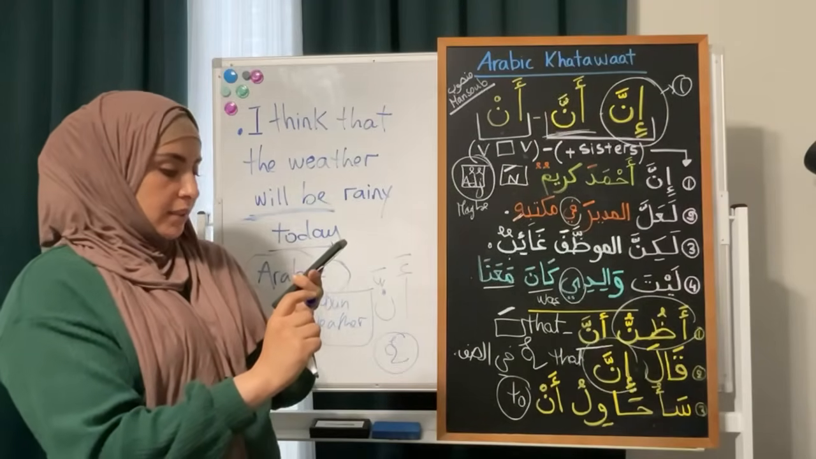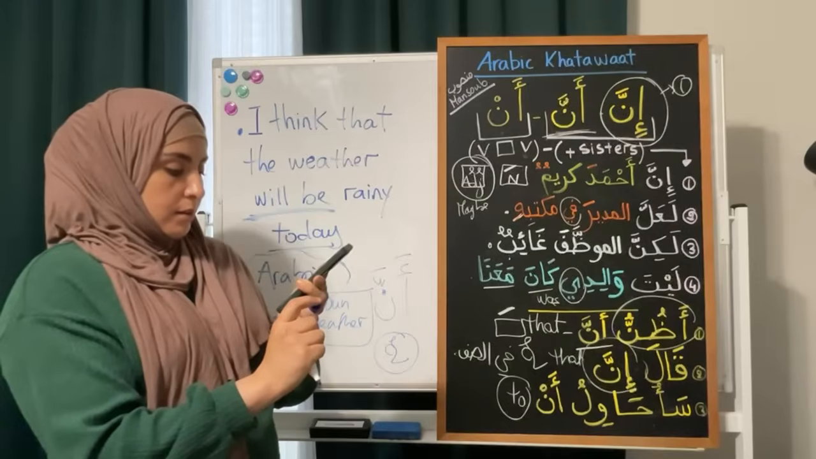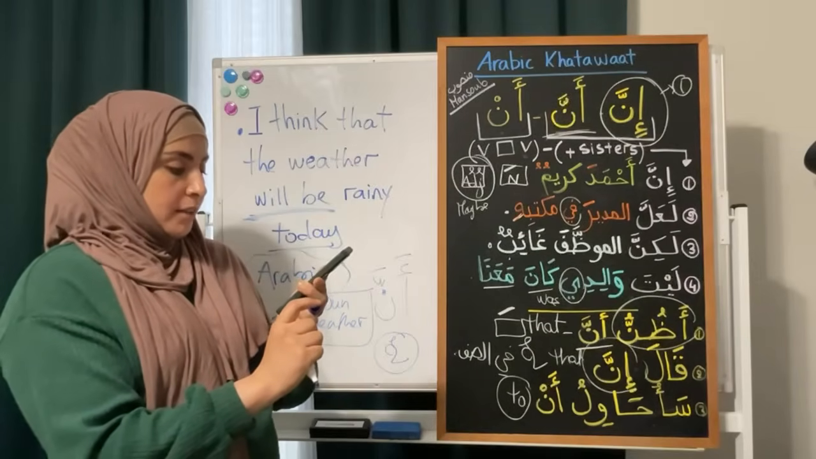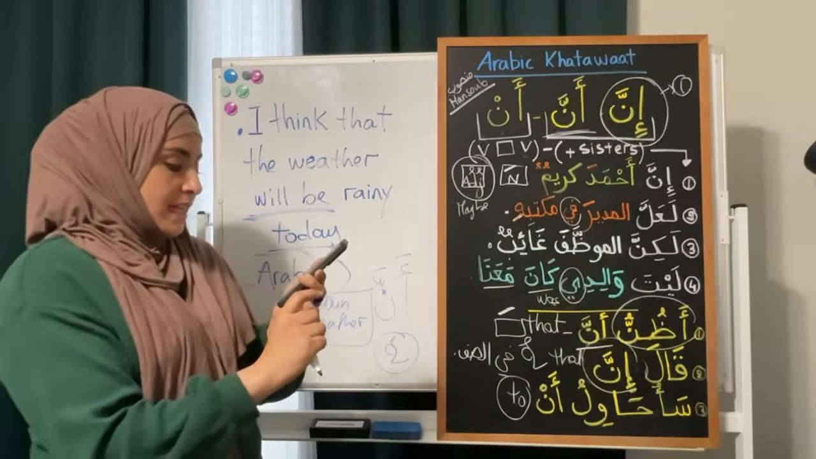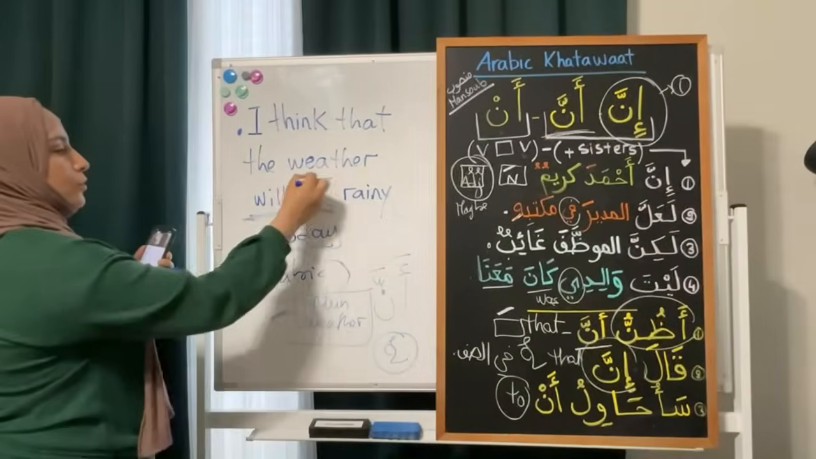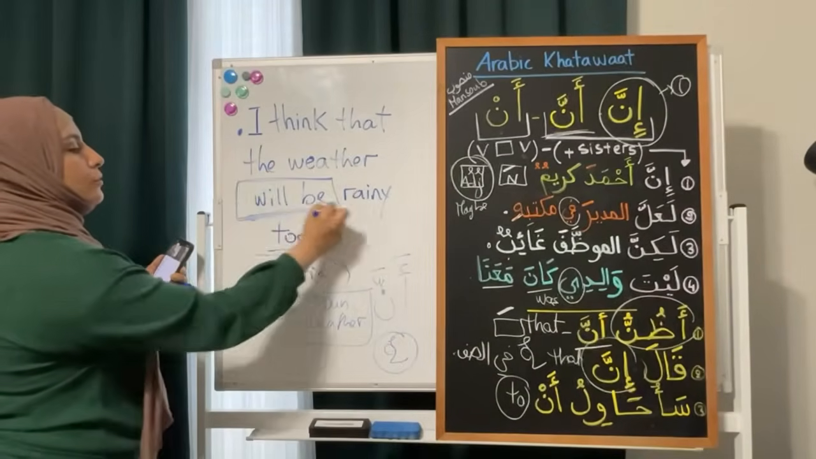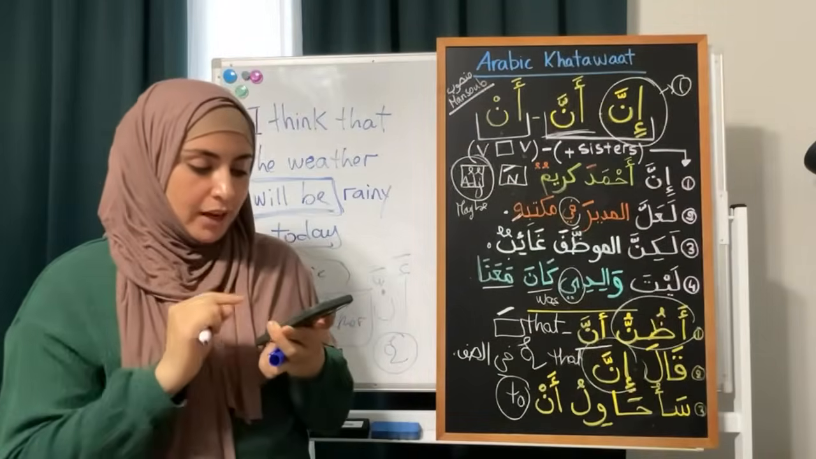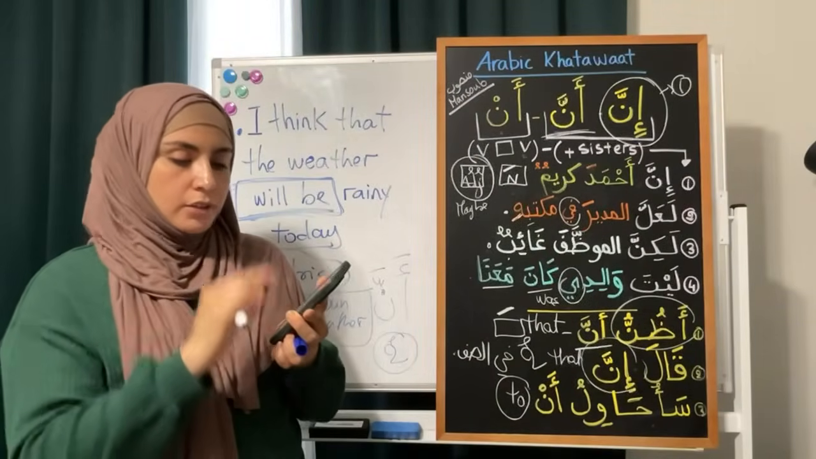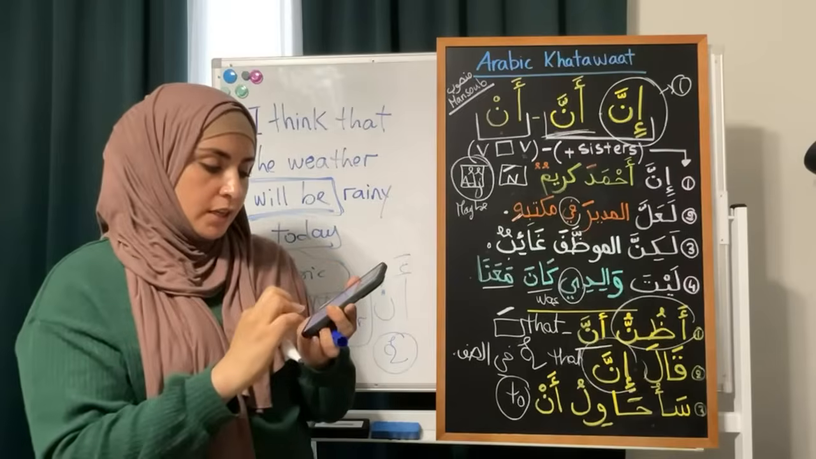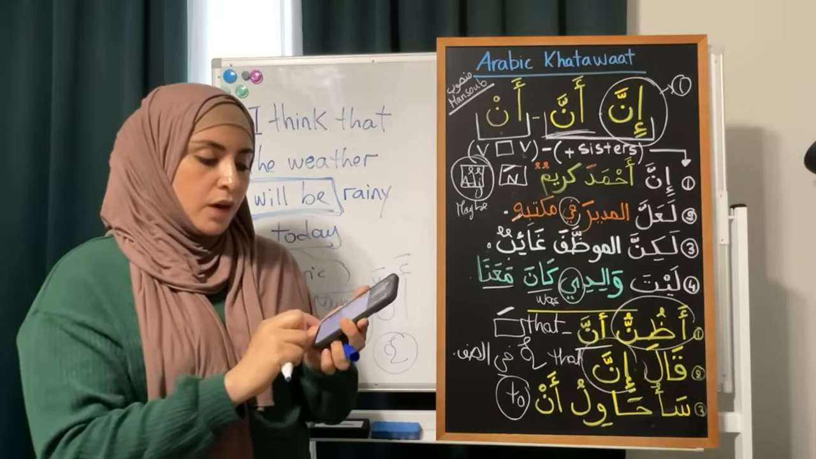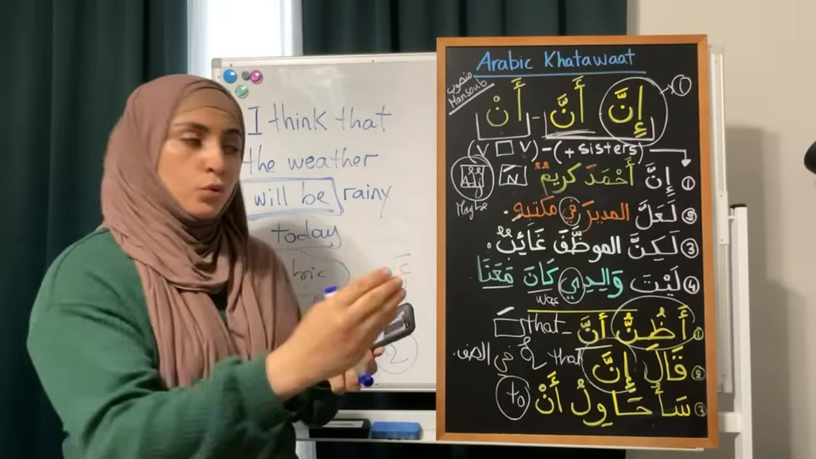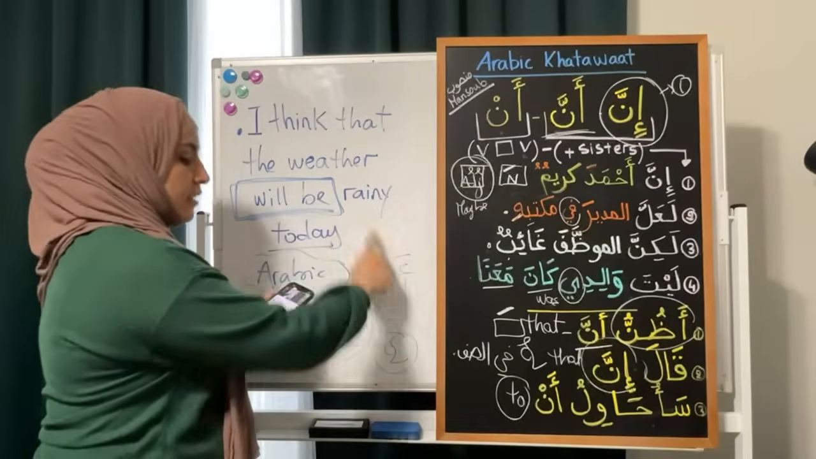سيكون. Look at your chart. For our Khatawaat students, you have that chart. Look at the chart of the verb كان conjugation. أظن أن الجو سيكون. Rainy is an adjective.